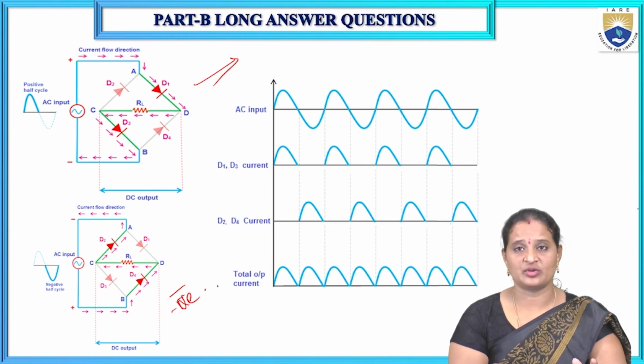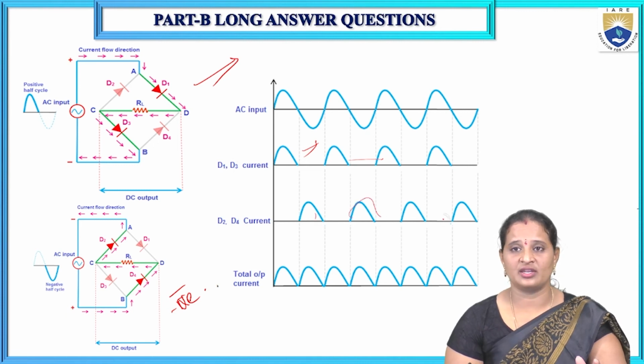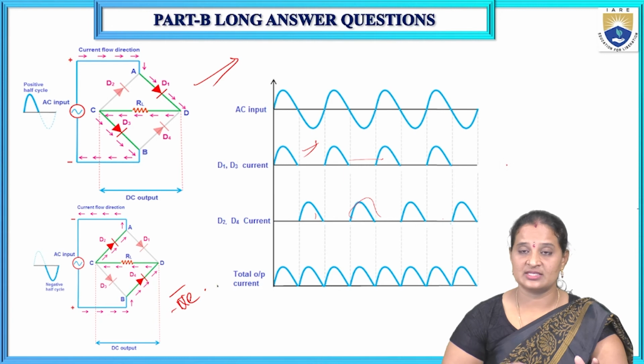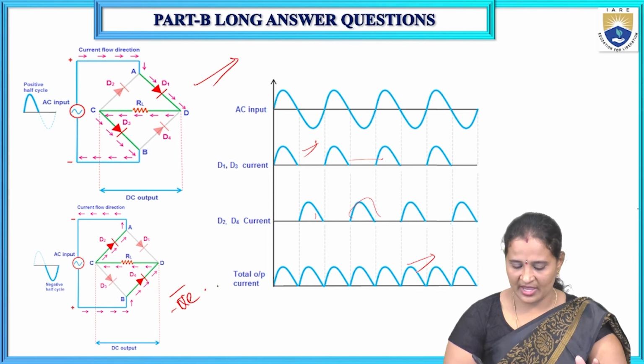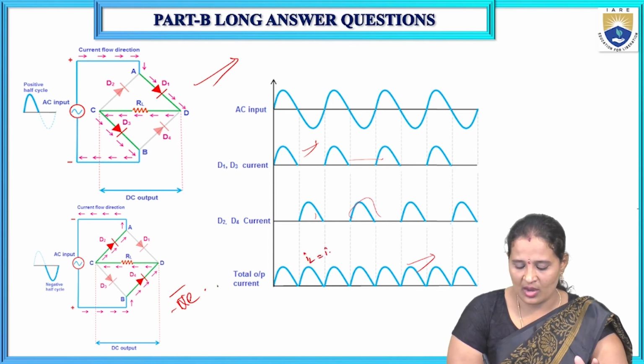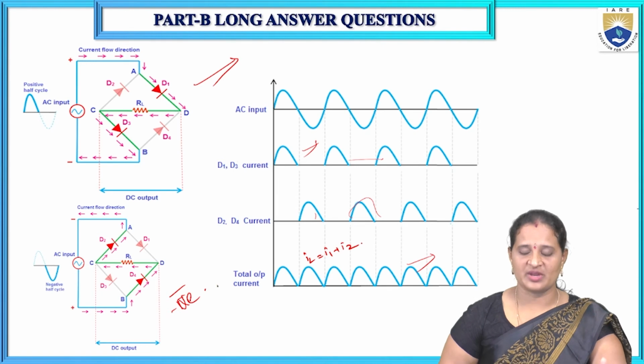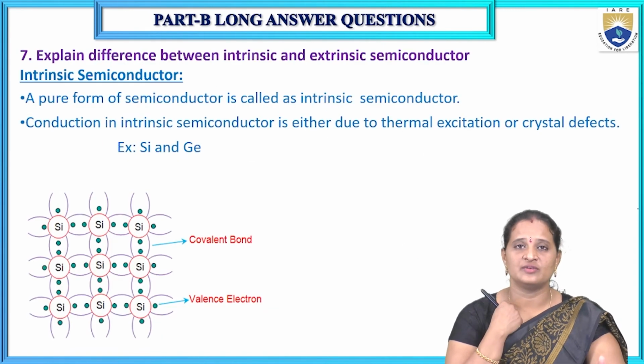What happens during the positive half cycle? Only D1 and D3 are conducting, and hence the current is flowing here. And during the negative half cycle, only D2 and D4 are conducting. And in both the cases, the same current is flowing through the load resistor in the same direction. So finally, this is the output current, that is IL equals I1 plus I2. If you mention these points, you will be getting full marks.